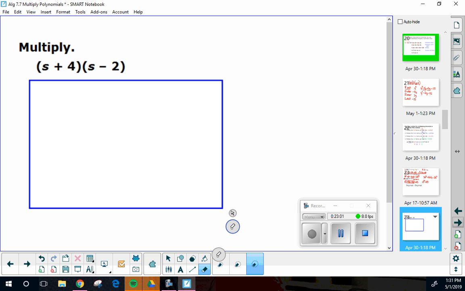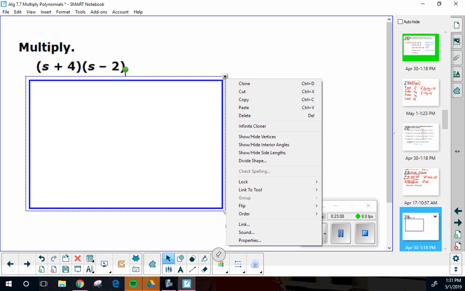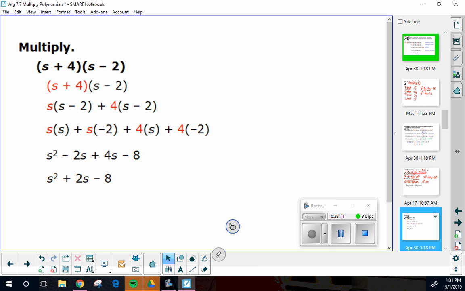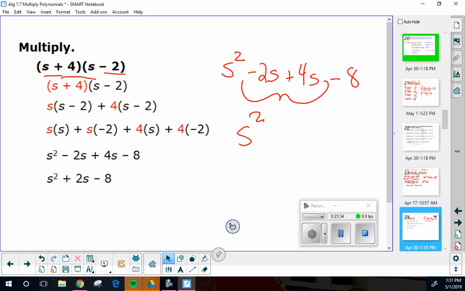All right, hold your boards up and let me see what you got. First, outer, inner, last. s squared plus 2s minus 8. Okay, first is s squared. Outer is negative 2s. Inner is positive 4s. Last is negative 8. So when we combine these terms, it'll be s squared plus 2s minus 8.